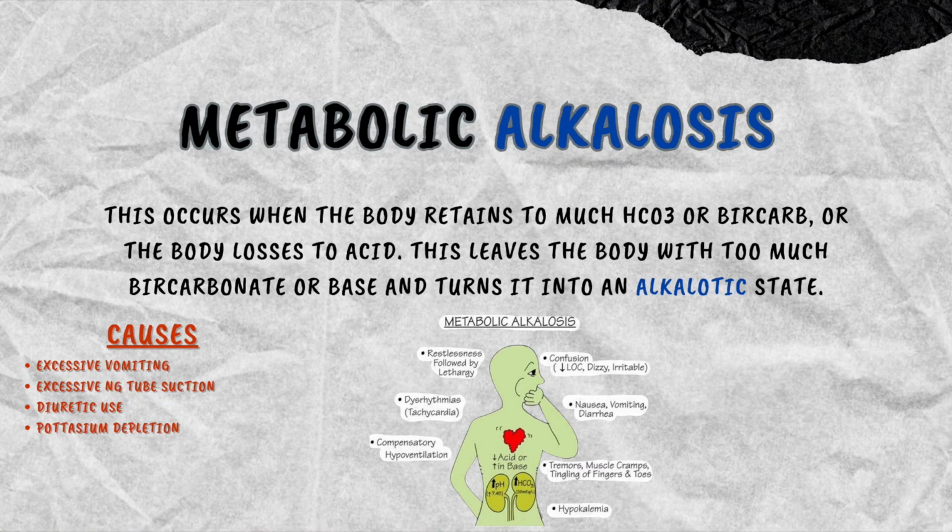So if we look at metabolic alkalosis, now we have an issue where the body's retaining too much bicarb, or we're losing acid from somewhere, and it leaves you with an abundance of base. Excessive vomiting is one, because in the stomach, what do we have? Acid. This is what helps us break down our foods. But if we're constantly vomiting this acid up, then that leaves us with none. So you would think now we're at risk for having a higher base.